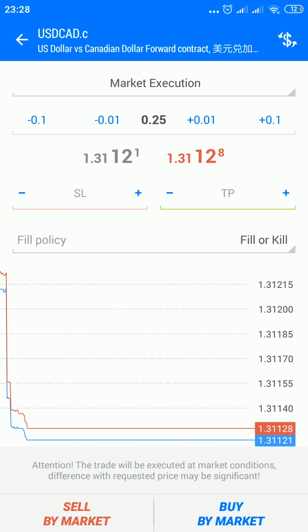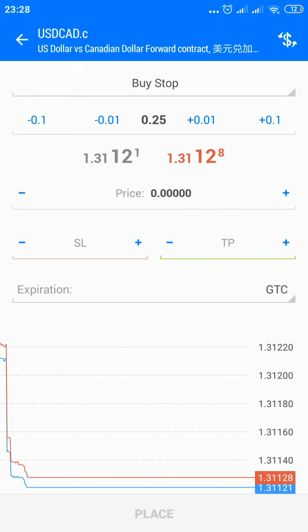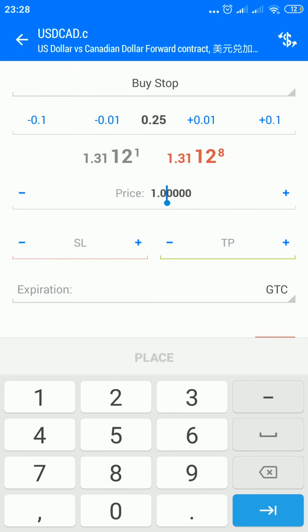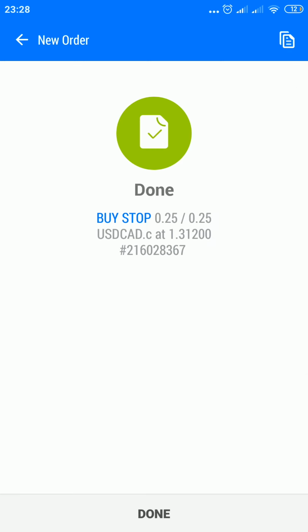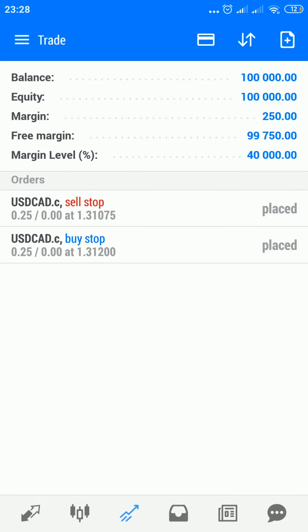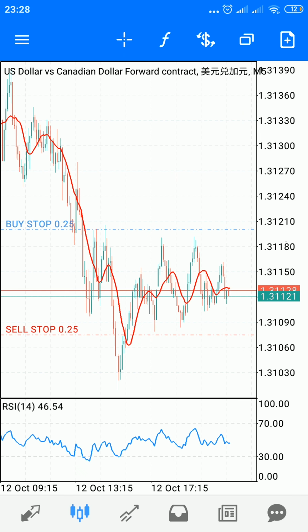1.312. Once again, new order type, market execution, buy stop. 1.312. Let's place that one. Here we have it, and here we go. Let's go back to the chart, and here we have it. So in this particular case, we placed two of them.